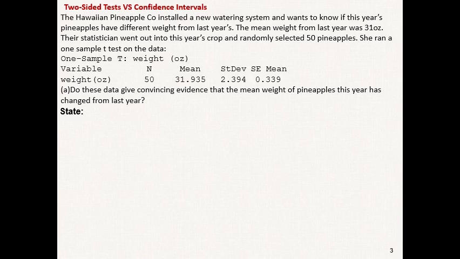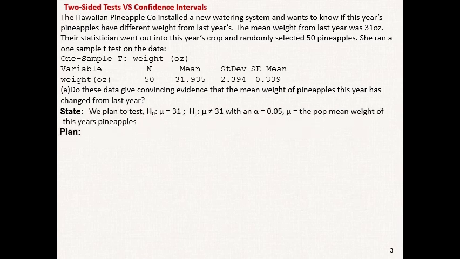All right, so question A. Do these data give convincing evidence that the mean weight of pineapples this year has changed from last year's? So you want to write your state. That's the null and alternative hypotheses. You also want to say the alpha level and what the mu stands for. So pause the video and write that.